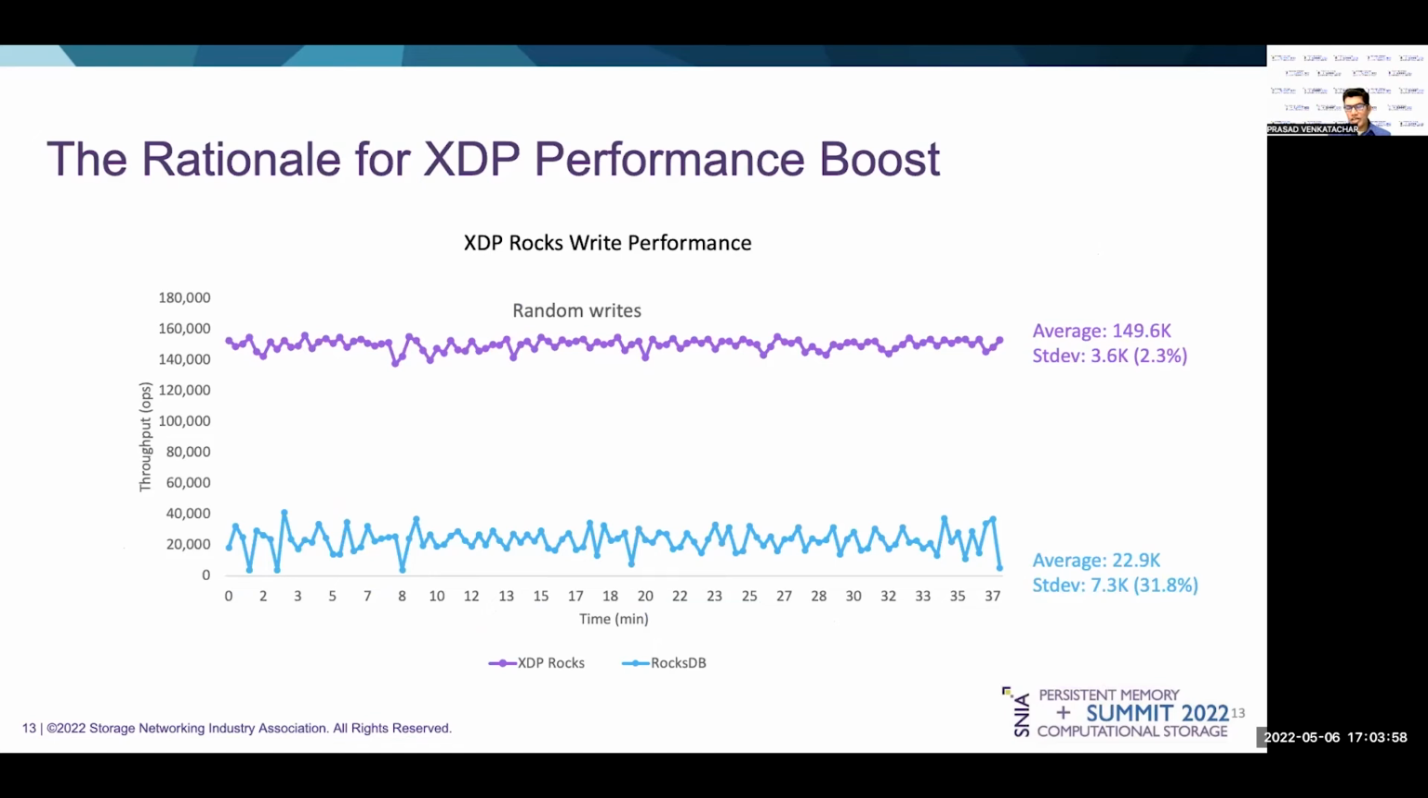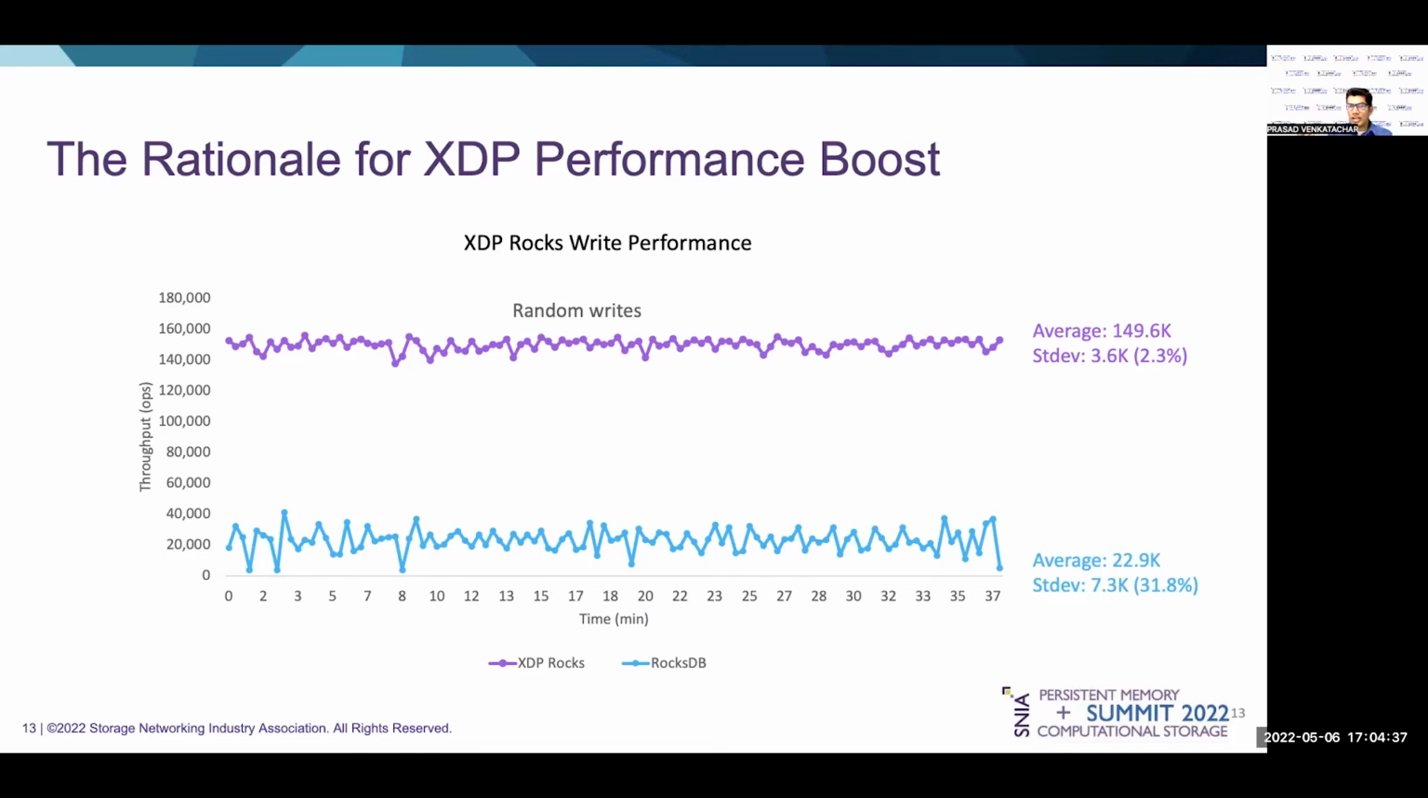As you see in this chart, based on the previous results, everything was focused on the Redis layer, performance and latency. We also wanted to show what is happening at the data storage engine. So what you see on the chart here is RocksDB delivering 22.9K IO operations with a standard deviation of 31.8%. That's another important thing. Every time the compaction process kicks in, there are huge spikes or variation in the performance.